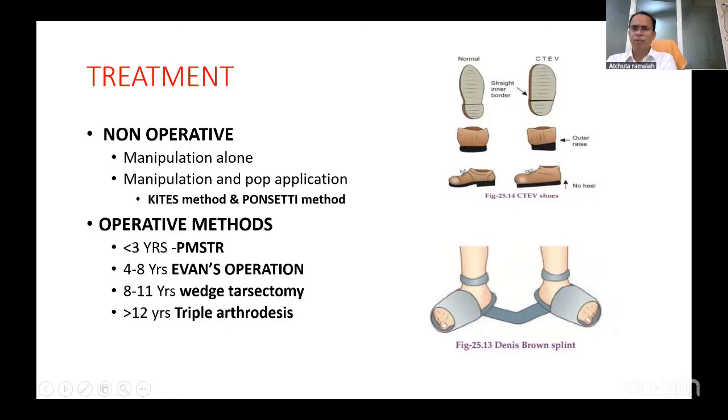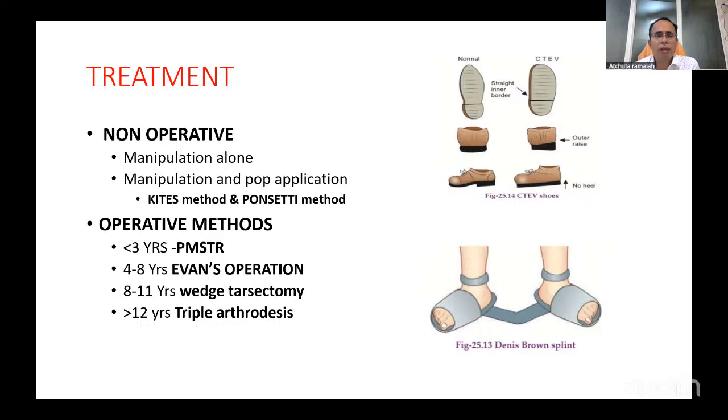So now come to the treatment part. In the treatment part, there are three types of treatments available. One is non-operative, the second is operative, and in the operative methods, sometimes we will combine with a certain part of non-operative. At the end, we will go for a little bit of operative intervention. So non-operative: manipulation alone, manipulation of the deformity by the mother, which we will advise from day one.